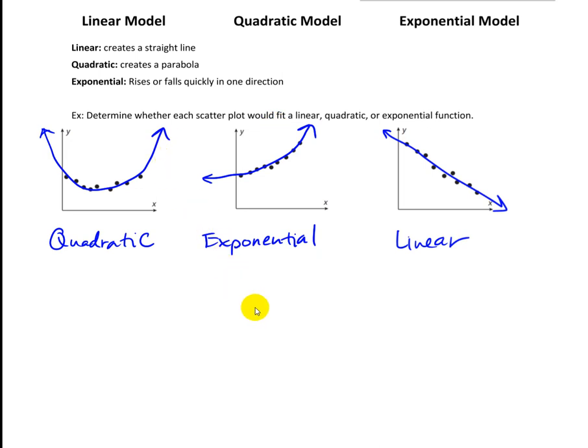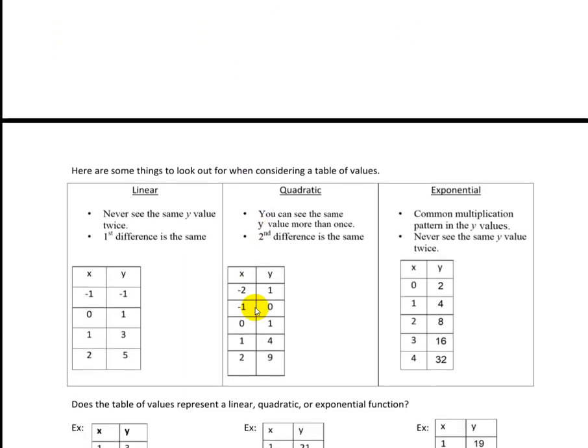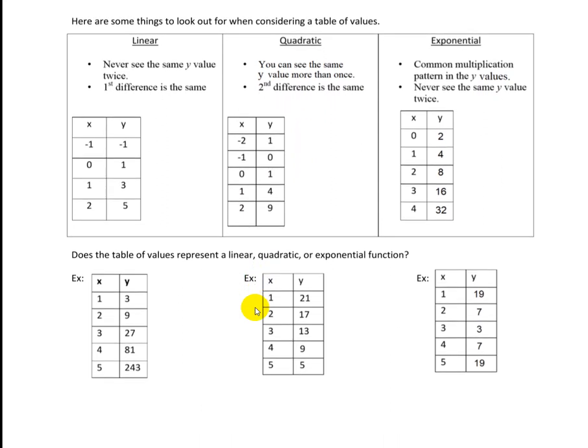Okay. Let's go ahead and look at a few more examples. Let's say instead of a scatter plot, you have a table of values. When considering these tables, you want to look for a specific pattern. For a linear function, you never see the same y value twice, and the first difference is the same.